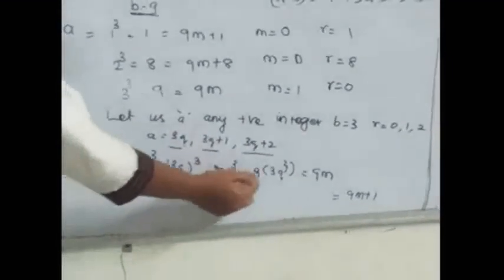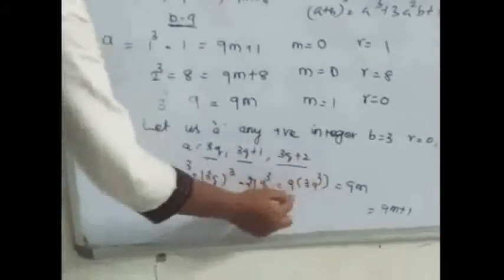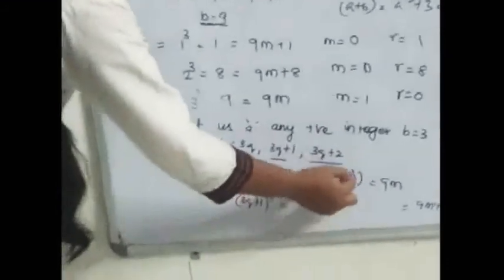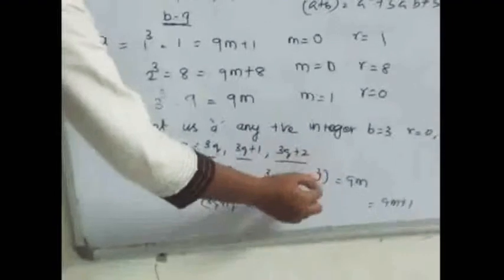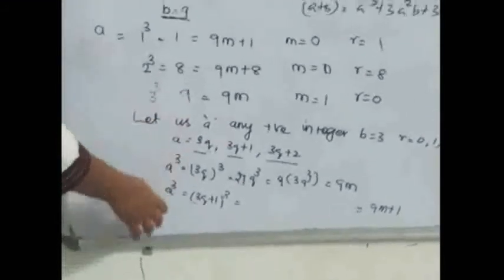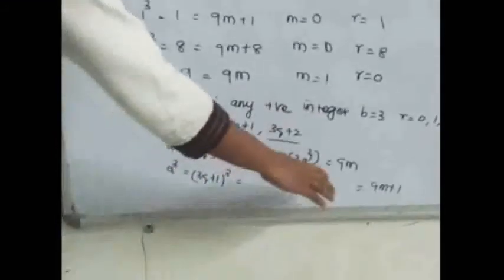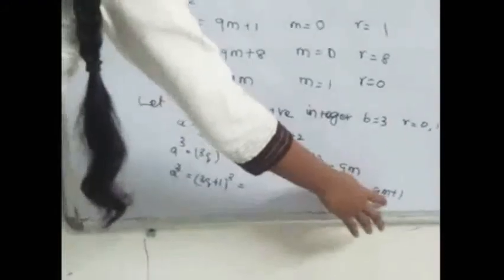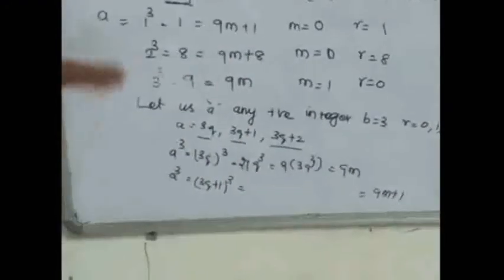If you take 9 outside, your equation will be like this. Here 3q cube plus 3q square... this whole term is going to be m. So like this you have to simplify this. So if you cube all the numbers, it will always be in the form of 9m, 9m plus 1 or 9m plus 8. Just do it yourself.